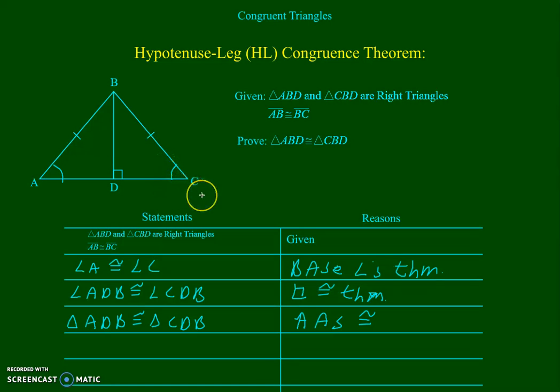This is just one version of the proof of the hypotenuse leg theorem. We could have done it a number of ways, but this is just one of the more basic ways to prove the hypotenuse leg theorem. So let's continue on to the next section.